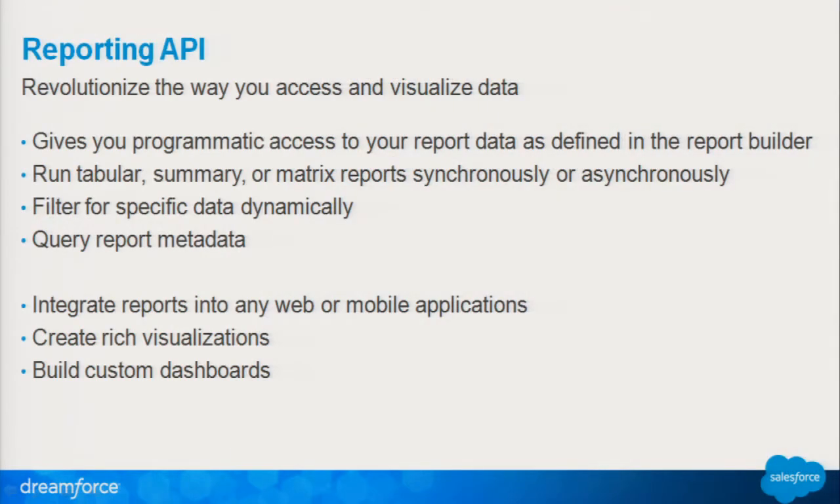Before I jump into my demo, I'd like to talk briefly about the reporting API. Arun touched on this, so I'll be really brief here. This gives you programmatic access to your report data, and you can run it on all sorts of reports like tabular reports, matrix reports, and summary reports. And you can choose to run them synchronously or asynchronously. Depending on whether you'd like to run them synchronously or asynchronously, you get different limits.